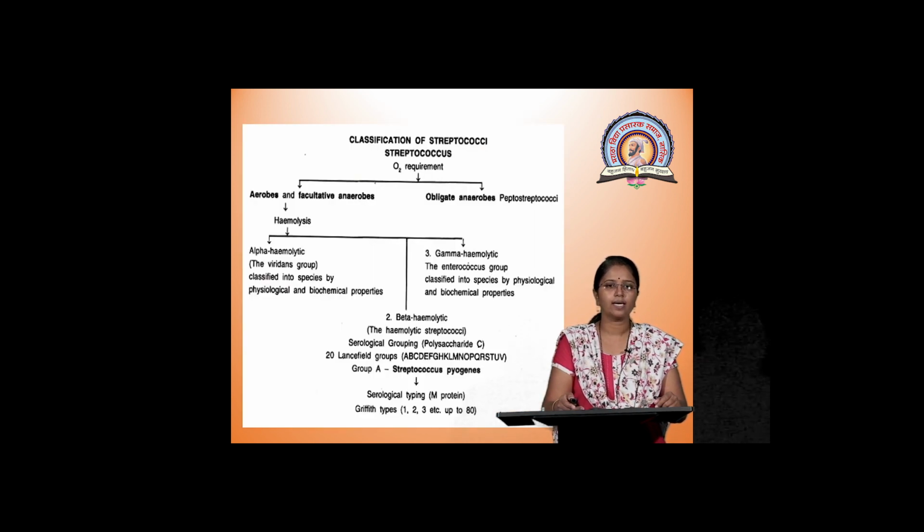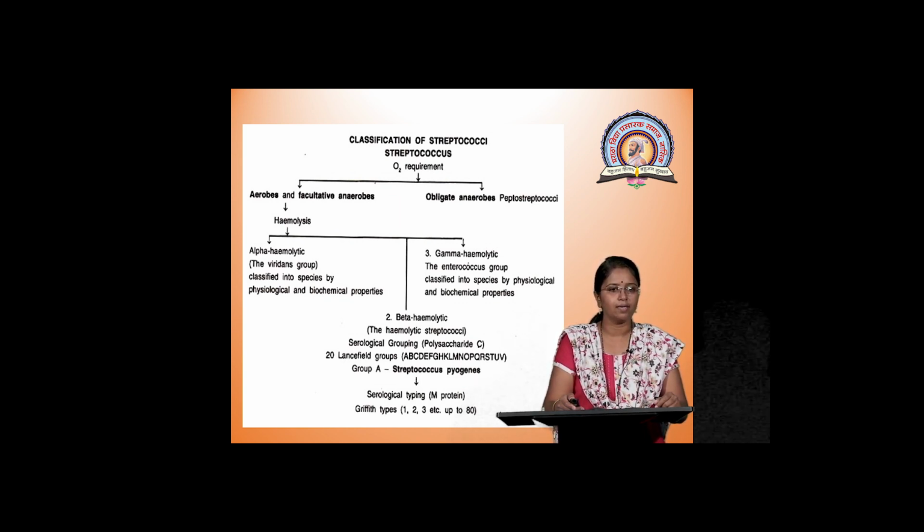If we see the classification of streptococci, this is the Lancefield classification. First, classification is done based on oxygen requirement. Aerobes and facultative anaerobes are the classes of streptococci which are aerobic and facultatively anaerobic, and the other is obligate anaerobes, known as peptostreptococci. If we further classify the aerobes and facultative anaerobes, it is based on hemolysis.